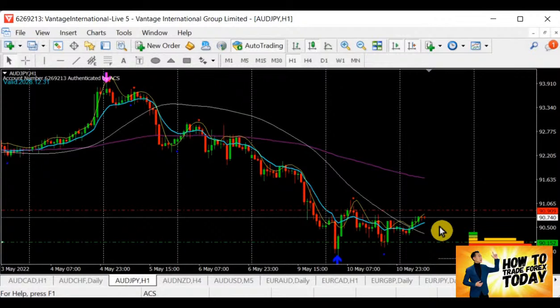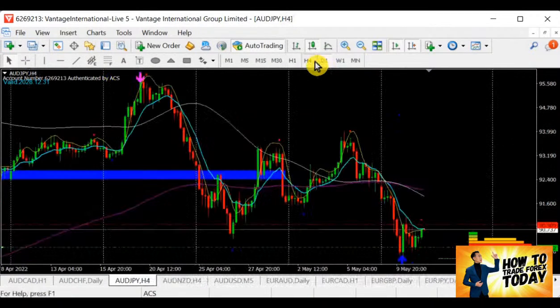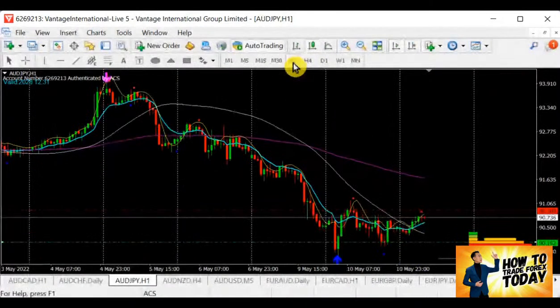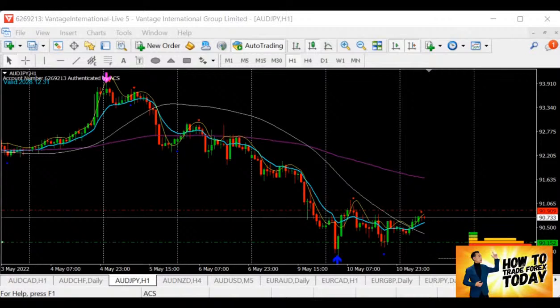People who are good with this retracement trading can also go for this as well. But remember, it must test the resistance and must form a new selling cycle in H1. So I'm going to put this Aussie Yen into my watch list, for people who are good with retracement trading.